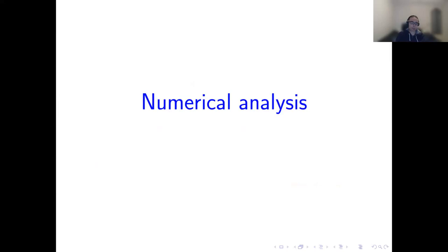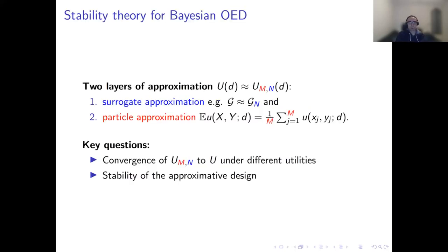So, let's now go into this numerical analysis part and think about that a little bit. How to approach this problem? You could see it in a somewhat simplified way as having two layers of approximation. First of all, if you have a very heavy forward mapping that takes lots of computational resources, like it takes a second on your laptop, you might want to have a faster surrogate approximation. So that's one source of your errors. But then of course you also have this particle approximation or Monte Carlo approximation that you need to carry out in order to evaluate those integrals.